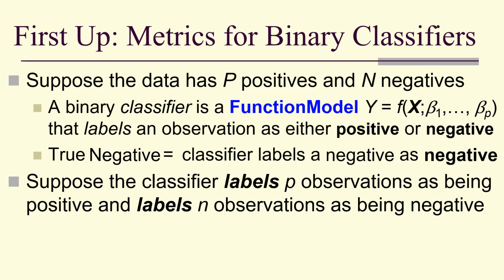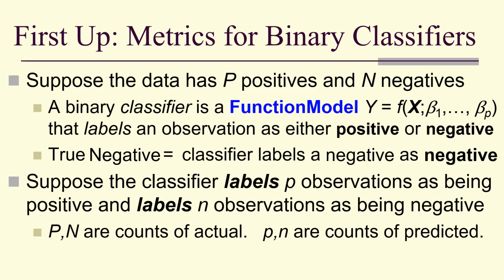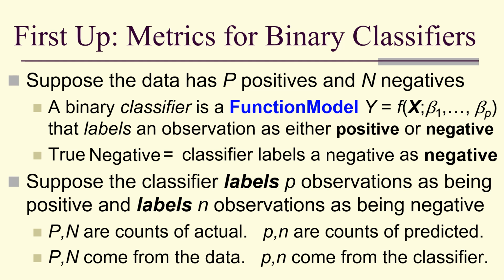Now suppose the classifier labels lowercase p observations as being positive and labels lowercase n observations as being negative. So capital P and N are counts of actual positives and negatives. Little p and n are counts of predicted positives and negatives. Capital P and N come from the data. Little p and little n come from the classifier.